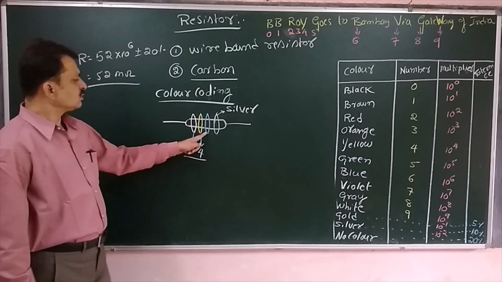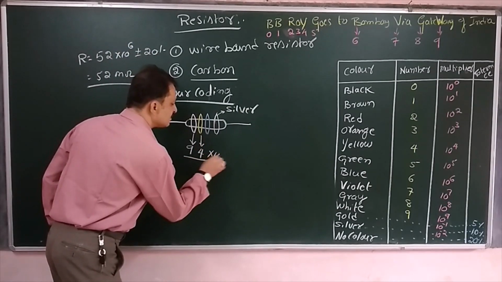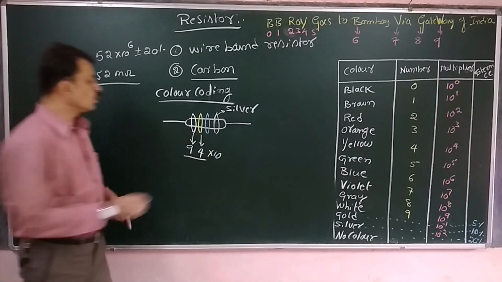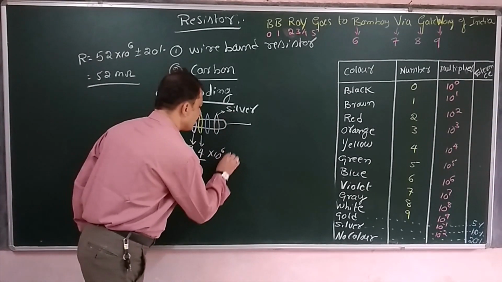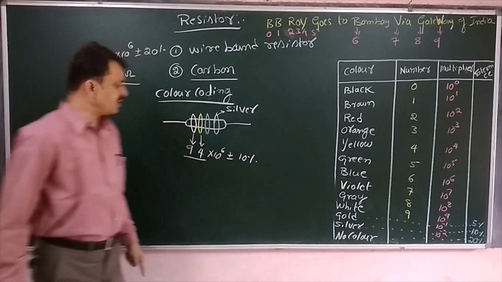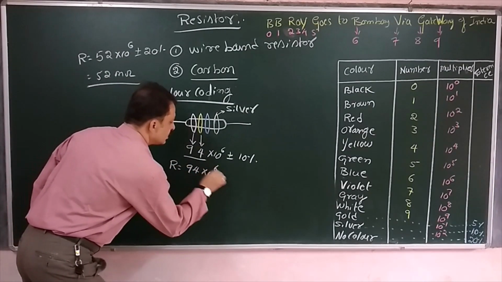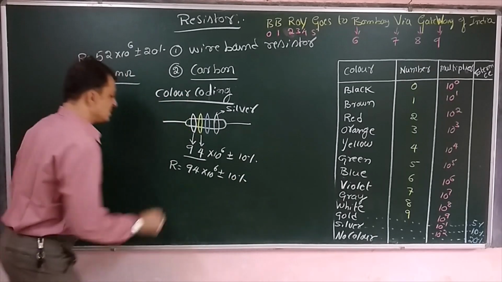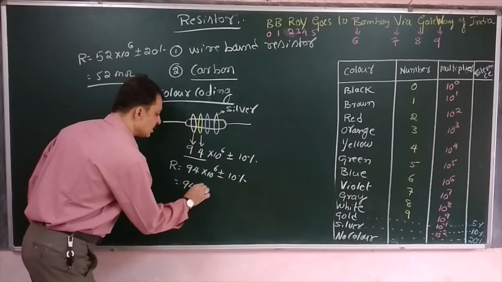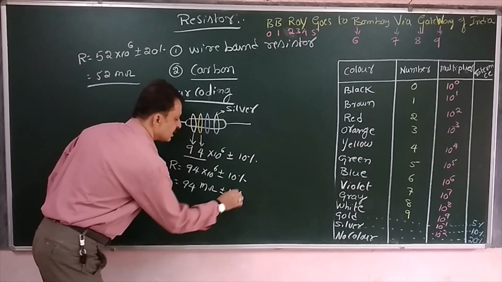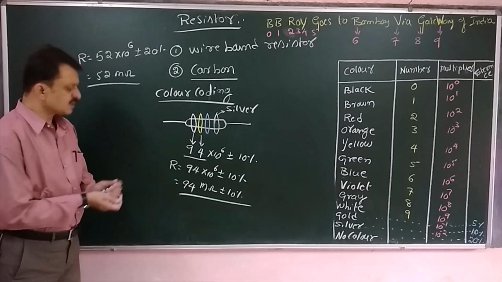Now the third band is blue. Blue is 10 to the power of 6. Therefore, it is the decimal multiplier: 10 to the power of the blue color value, that is 6. Now the fourth band is silver, which is plus or minus 10% variation. Therefore, the value of the resistor becomes 94 into 10 to the power of 6, plus or minus 10%. Or 10 to the power of 6 is nothing but mega ohm, so plus or minus 10% variation in the value of the resistor. Like this, we get the color coding.